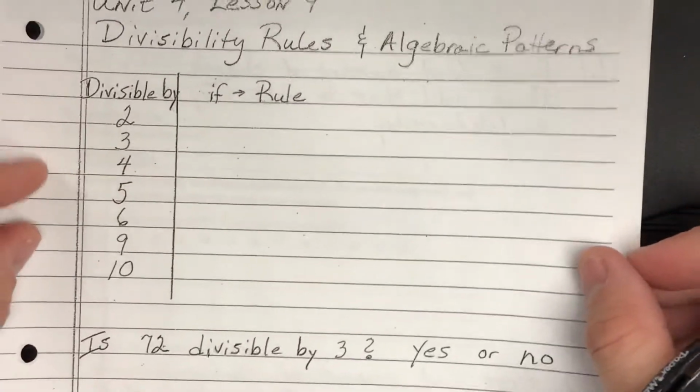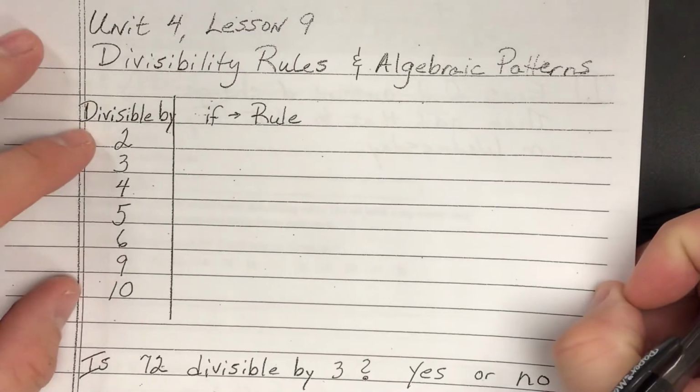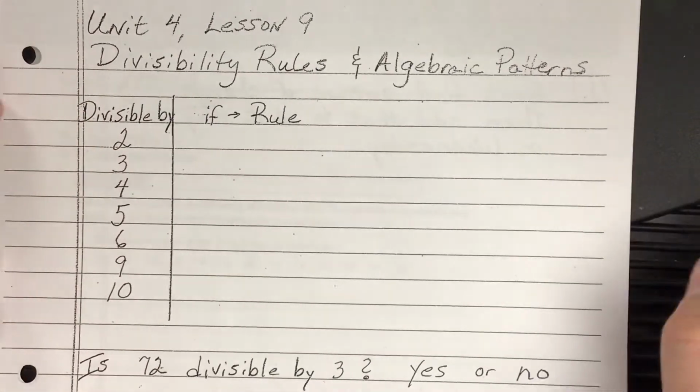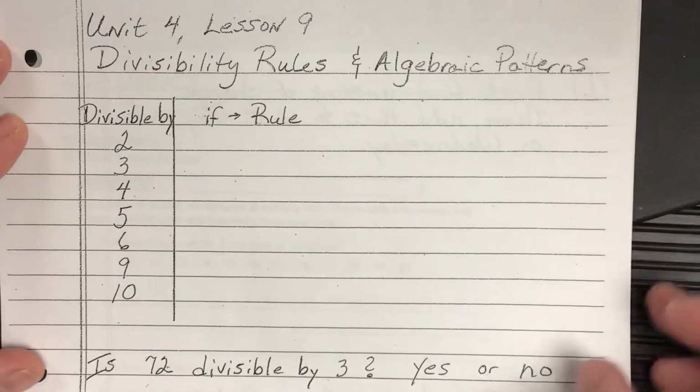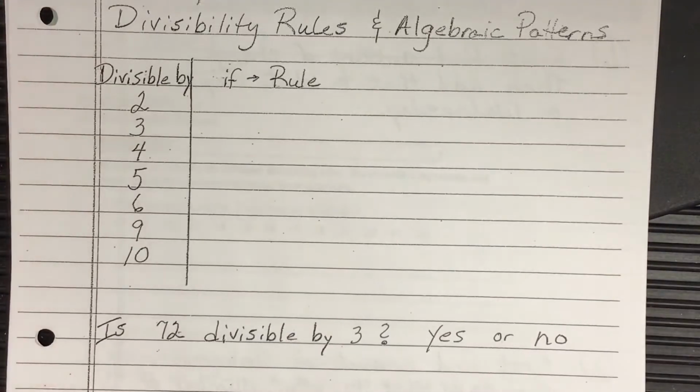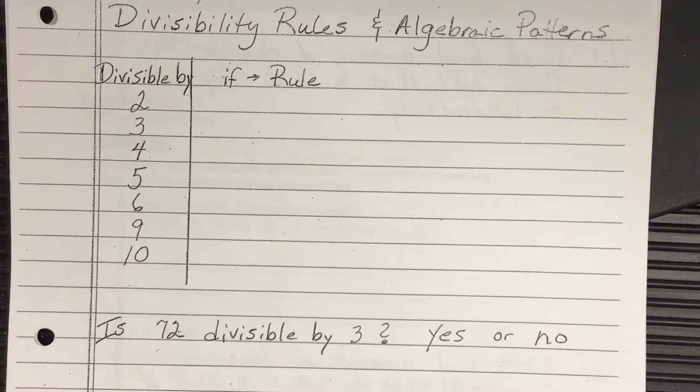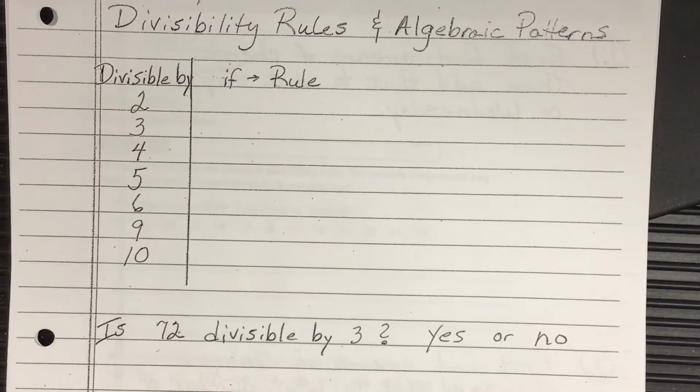All right. Lesson 9. Why do we always do that? Okay, divisibility rules and algebraic patterns. Again, I want this one in your binders with your notes. And then the next page comes out of the workbook, but I want that part of your notes too. There are rules to figure out if numbers divide easily other than just doing it longhand.